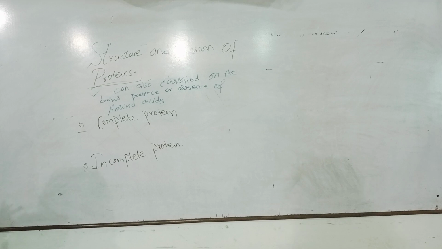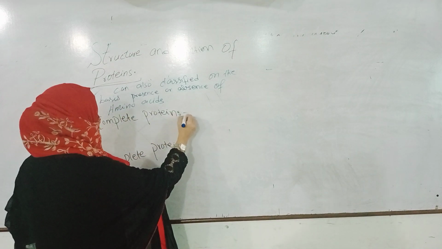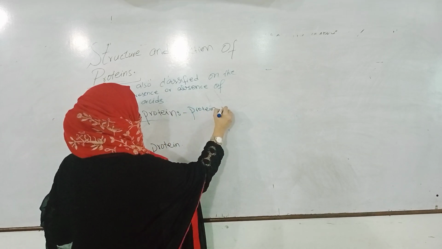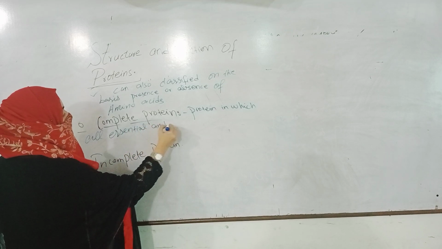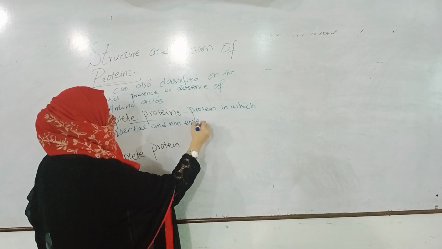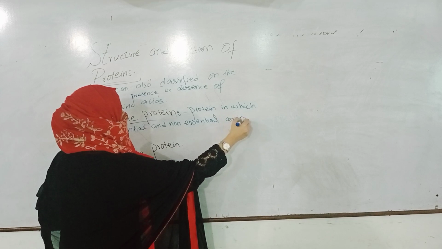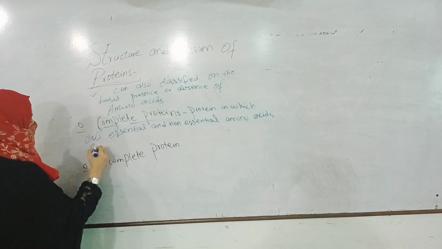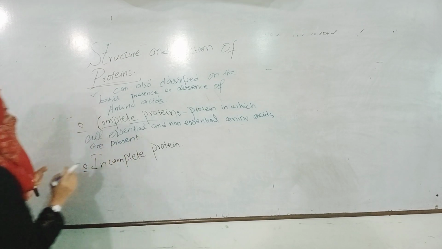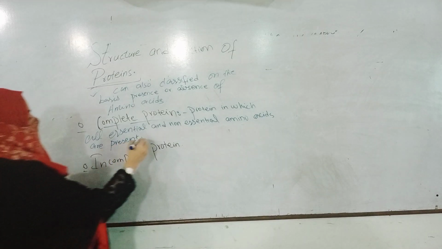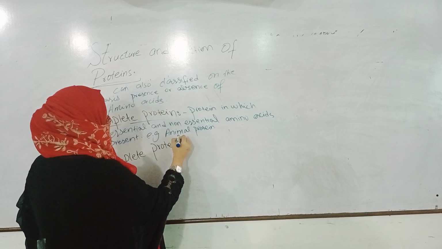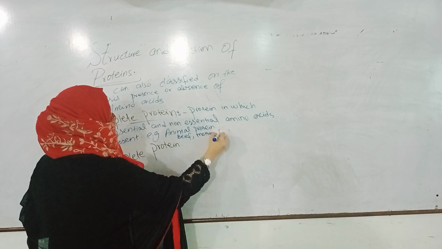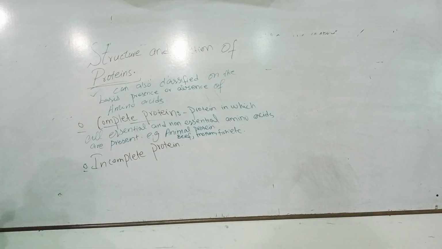So what is meant by the complete protein? As we say, it is on the basis of the presence or absence of amino acids. So complete protein is a protein in which all essential and non-essential amino acids are present. It means it is a complete protein. It has all essential as well as non-essential amino acids in it. For example, animal protein like beef, mutton, fish, or any other animal protein source.